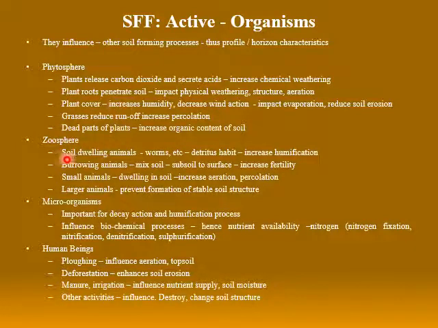The zoosphere or the animal life comprises large animals, which prevent formation of stable soil structure as there is more soil mixing. Small animals, like burrowing animals who dwell in the soil, increase aeration and percolation and fertility as they mix the topsoil and subsoil, so they are beneficial. But large animals do so much mixing that soil structure entirely gets disturbed, and horizon differentiation does not remain.